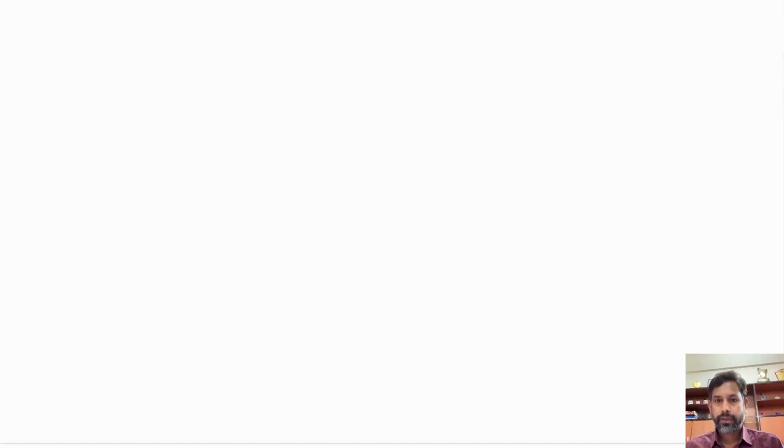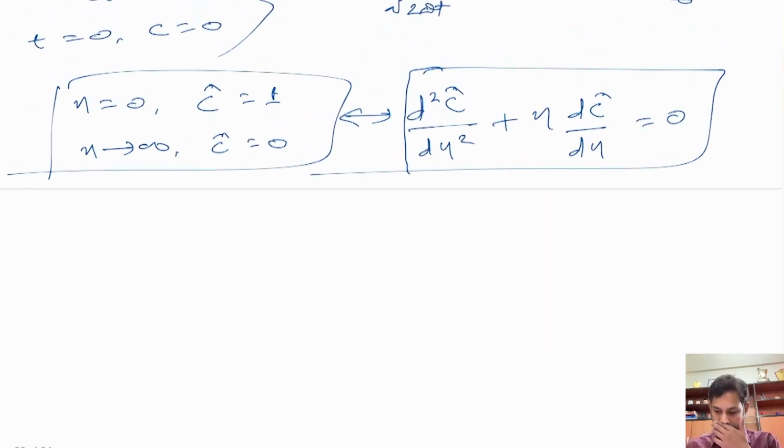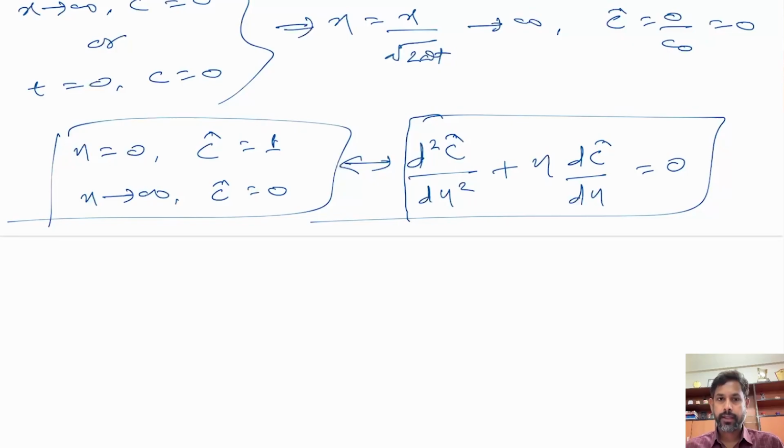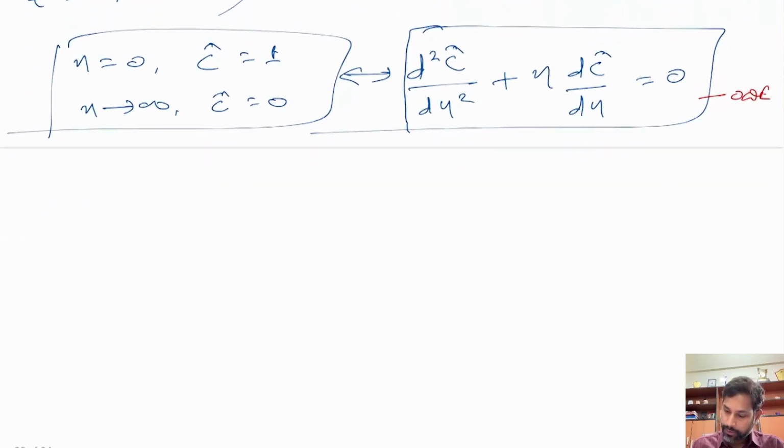Currently, we are solving the one-dimensional diffusion problem in porous media. From the diffusion equation with x and t as the variables, we have derived this single ODE on C hat, where C hat is a dimensionless concentration and eta is a dimensionless variable. So we have one parameter with one variable and two boundary conditions, and we are going to solve this equation now.